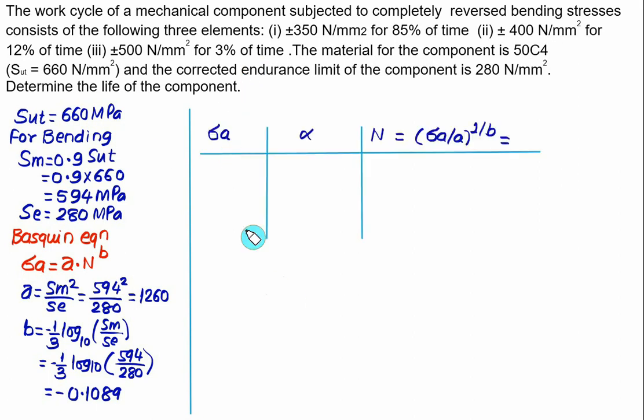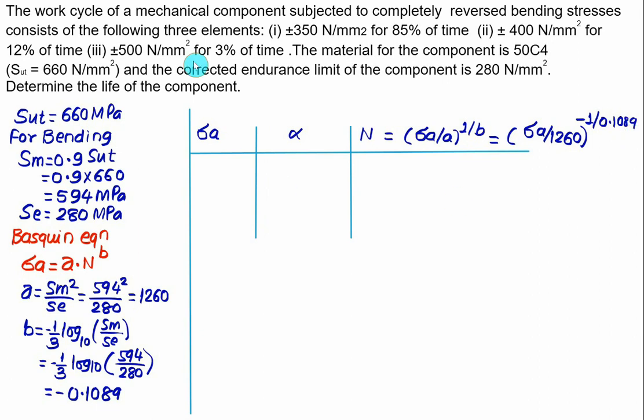So this information I will solve in the form of a table. The first column we will make for the amplitude stress, that is 350, 400 and 500. The second column will be for alpha 1 is 0.85, alpha 2 is equal to 0.12, alpha 3 is equal to 0.03. Using the Basquin equation we can calculate N1, N2, N3. So I will just make this equation ready here. We have sigma amplitude divided by the constant A, which is 1260, and the whole power is minus 1 divided by 0.1089.